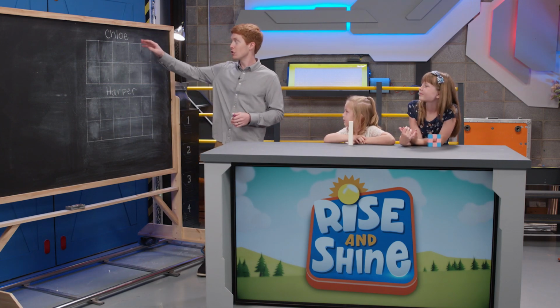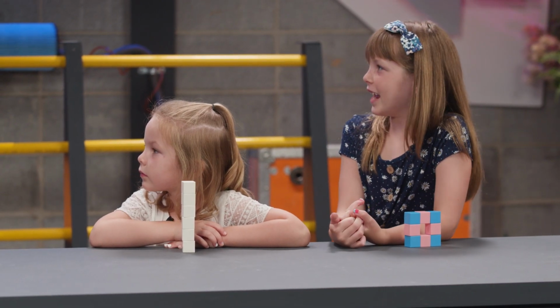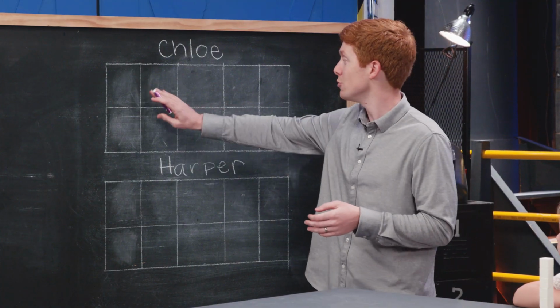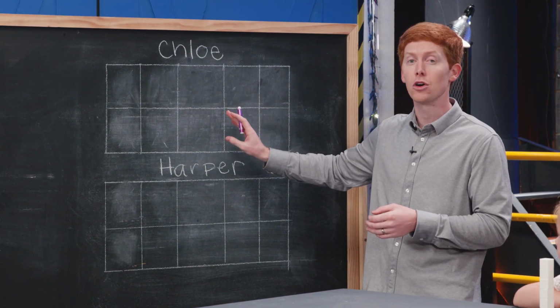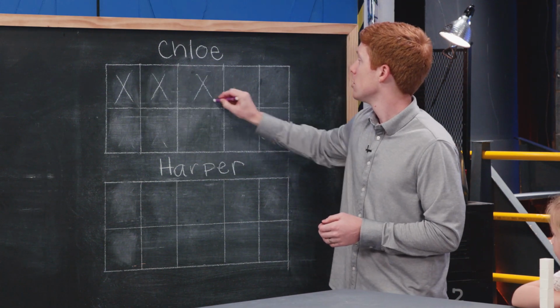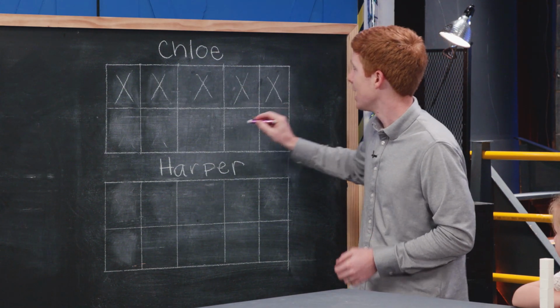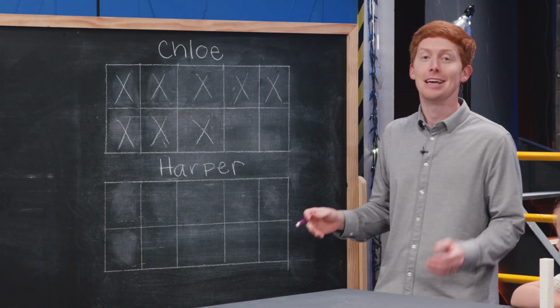numbers. So let's start with Chloe's. Chloe, how many blocks did you have in yours? I had 8. Okay, she had 8. So I'm just gonna go off of my 10 frame, that these are rows of 5, and there's 10 boxes all together, and I'm gonna mark those. So 1, 2, 3, 4, 5, 6, 7, 8, and we've made it.